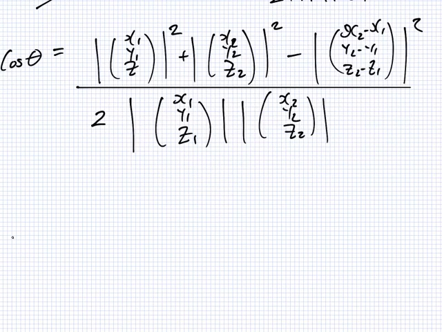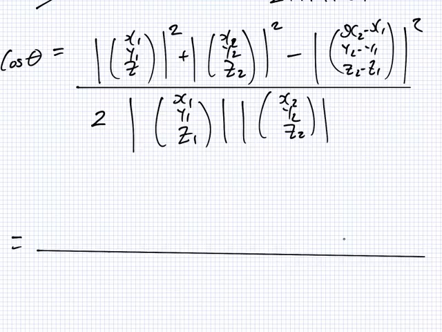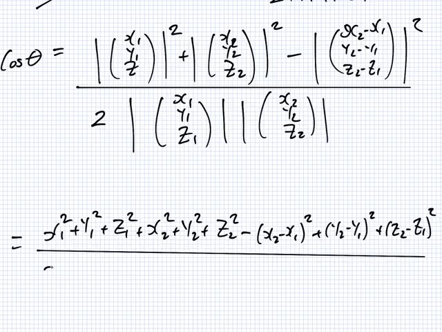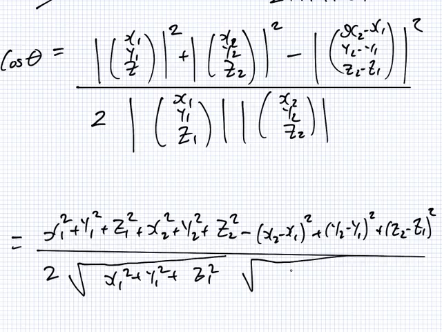So now we're going to have to work out that big fraction here. This one will be x1 squared plus y1 squared plus z1 squared plus x2 squared plus y2 squared plus z2 squared minus x2 minus x1 squared plus y2 minus y1 squared plus z2 minus z1 squared, all over twice square root x1 squared plus y1 squared plus z1 squared, square root x2 squared plus y2 squared plus z2 squared. Okay.